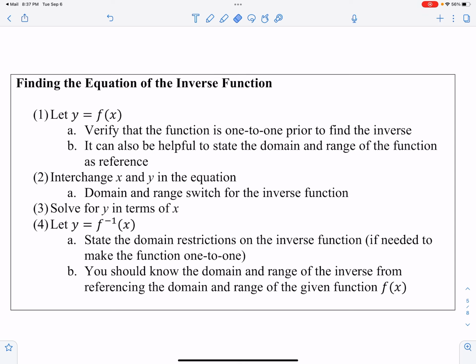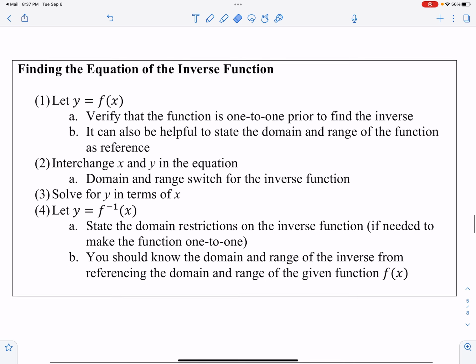and then you solve for y in terms of x, and then you can rename y f inverse or g inverse or whatever it is if you're using function notation. And then you want to make sure you state domain restrictions if it's needed. I think it's always a good idea for inverses to think about the domain and range because it's just so important. But you should know based on thinking about the domain and the range of the given function.